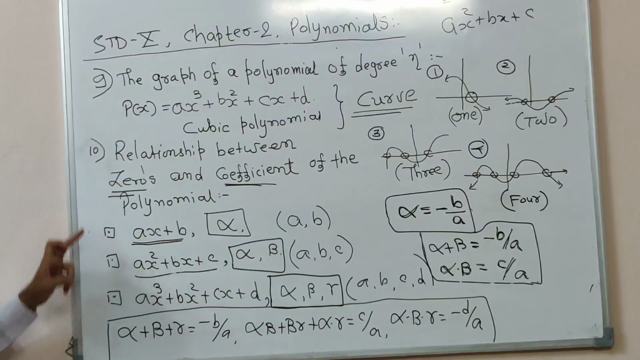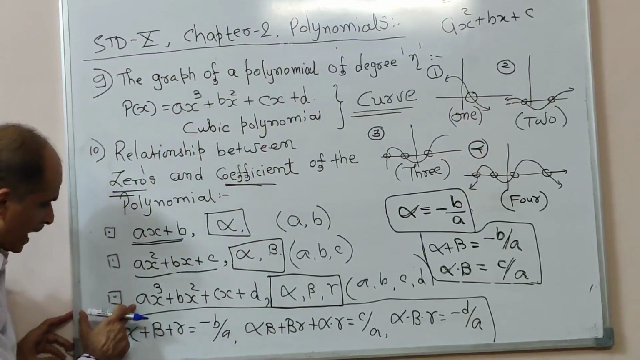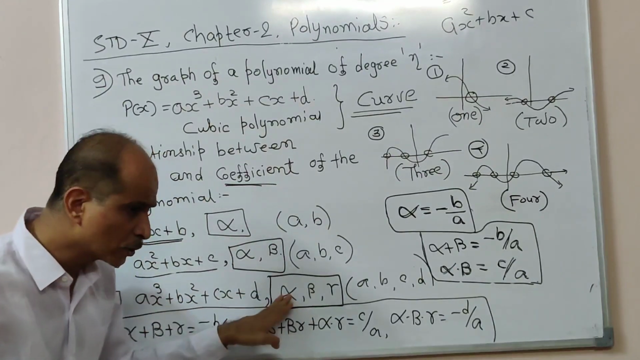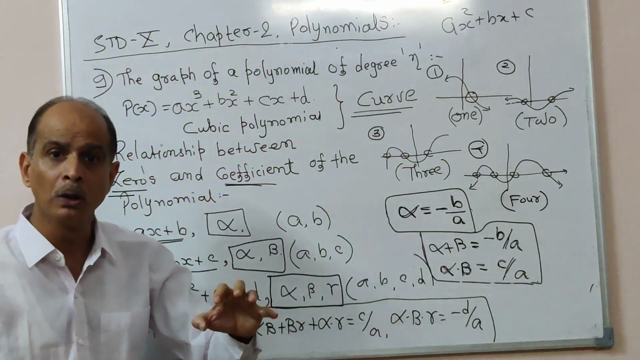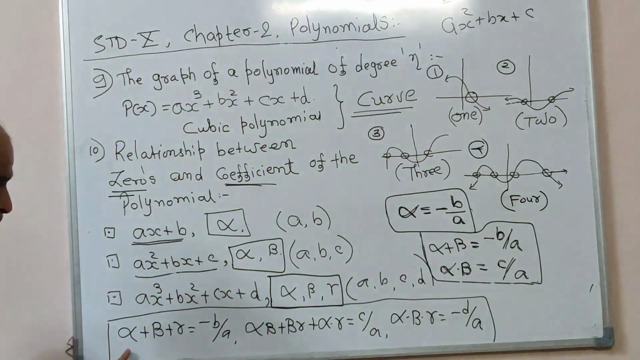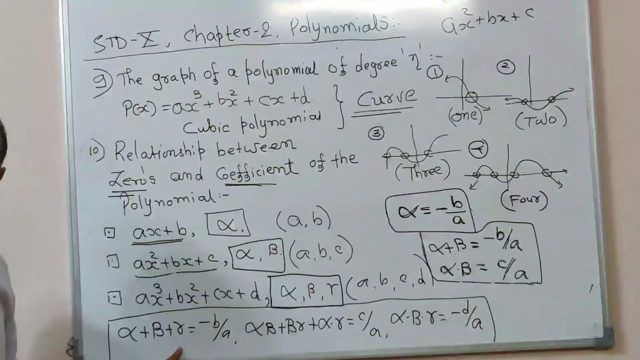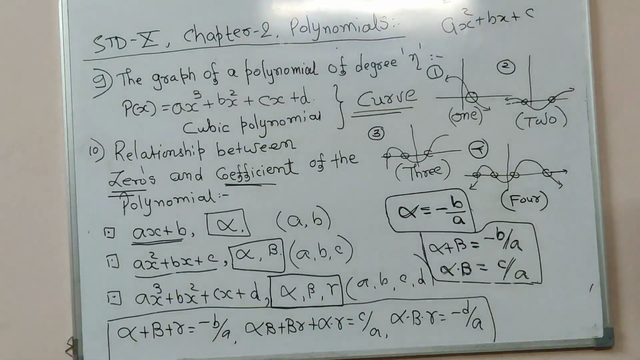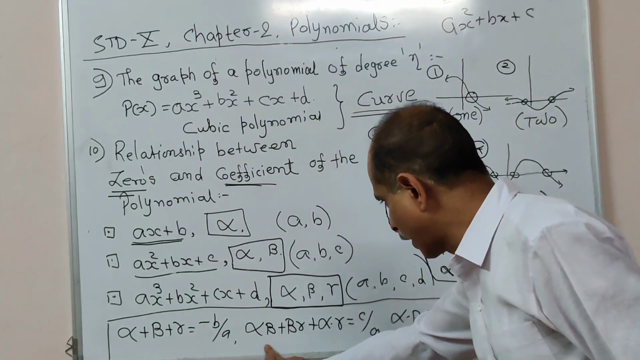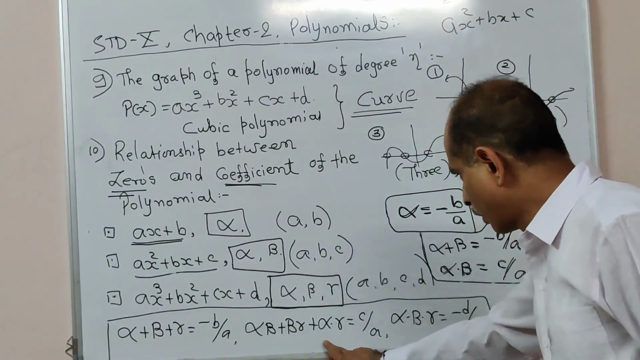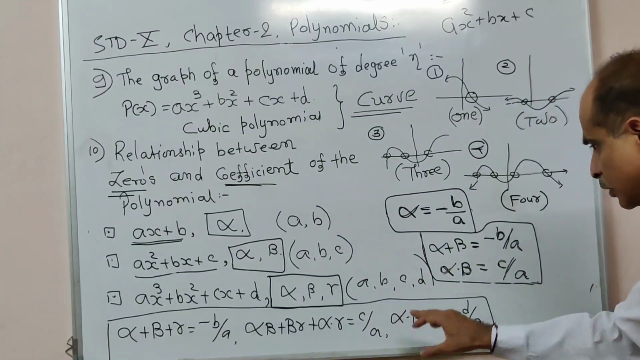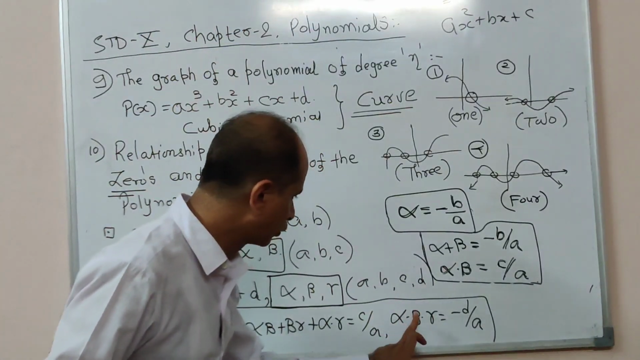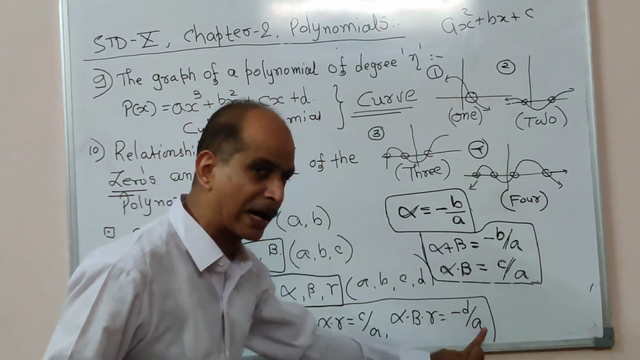Well, if it is a cubic polynomial, meaning ax cube plus bx square plus cx plus d, there are three zeros, alpha, beta and gamma. So the relationship is alpha plus beta plus gamma is equal to minus b by a. Alpha into beta plus beta into gamma plus alpha into gamma is equal to c by a. And the third formula is alpha into beta into gamma is equal to minus d by a.